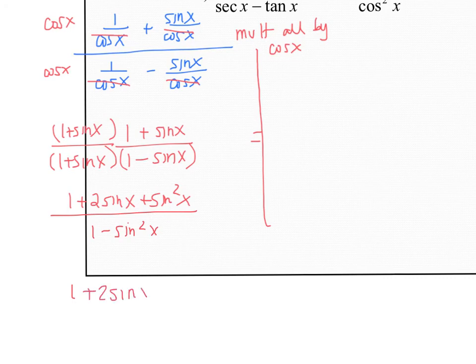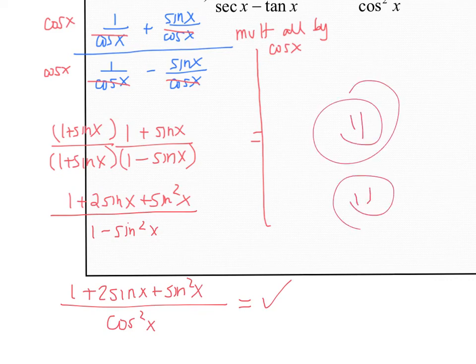1 plus 2 sine of x plus sine squared of x, all over cosine squared of x. We got it. I think this deserves a double smiley.